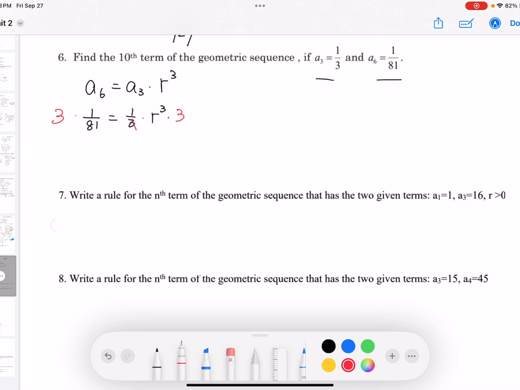So 3 cancelled. We have 3 over 81. 3 over 81 is equal to r cubed. Do some cancellation, divide top and bottom by 3. 1 on the top, bottom is 27. So r cubed is equal to 1 over 27. We can take the cube root of both sides. Oh, sorry, my bad. r is equal to the cube root of 1 over 27. Cube root the top, cube root the bottom.